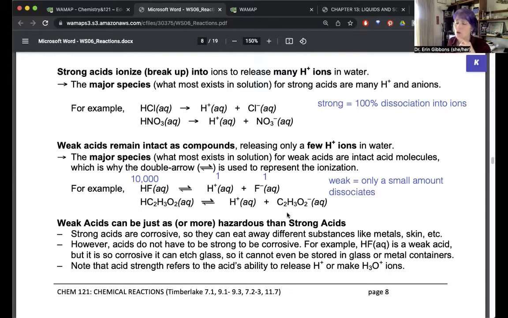All right, so strong and weak does not mean dangerous. It means what kind of arrow is it, right? If it's strong, that gets a one-way arrow. If it's weak, it gets a two-way arrow and everything's in there at once.